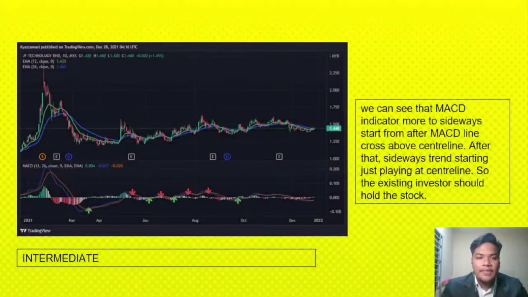For intermediate, we can see that in the mid of March, they start by a bullish signal, and it has risen above the zero line. But after that, in the mid of June, the bearish signal has been shown, and this is the same as the short-term investing. So that's all for MACD for JF Technology.